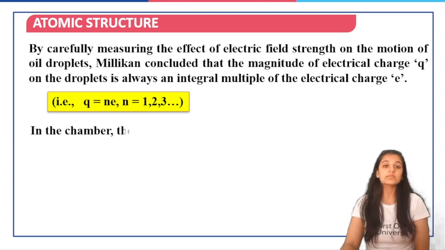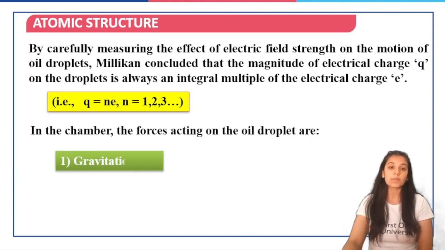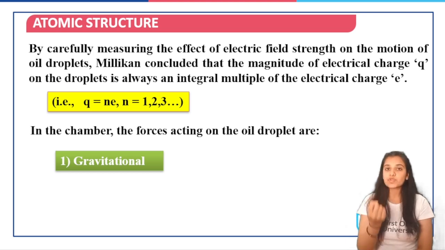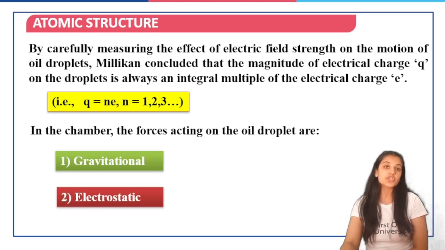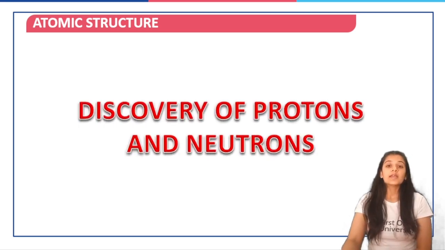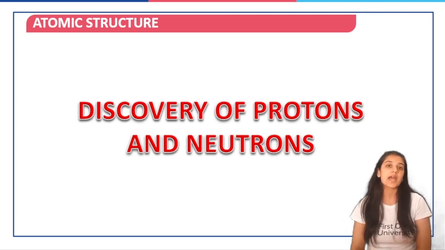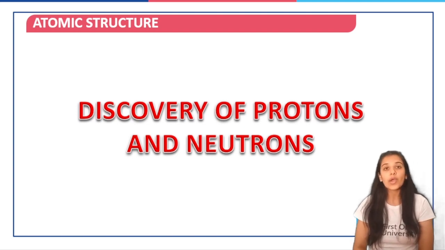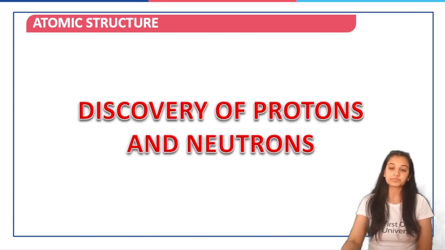So in the chamber, the forces acting on the oil droplet were, first of all, because the oil droplet was falling down, the gravitational force, and because it was charged, there were electrostatic forces also. So this led to the discovery of electrons, and this was the oil drop experiment carried out by Millikan, which led us to find out the charge by mass ratio.